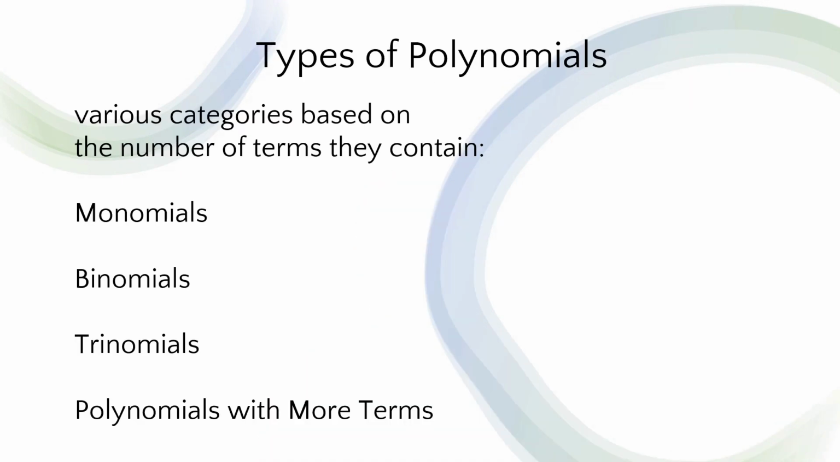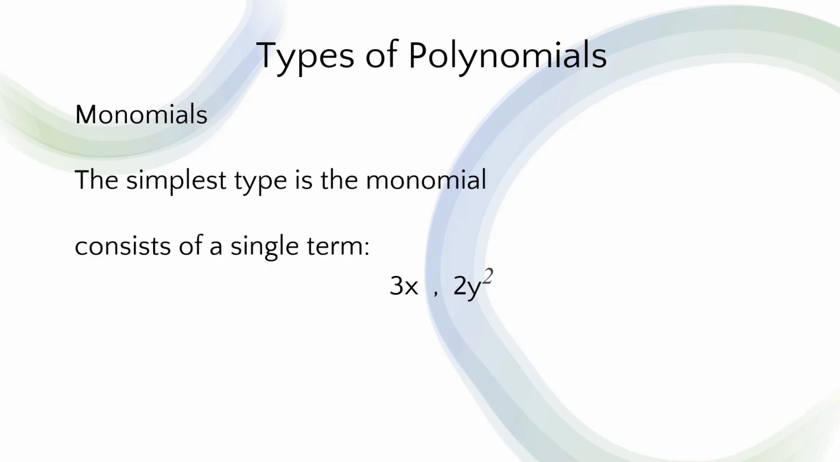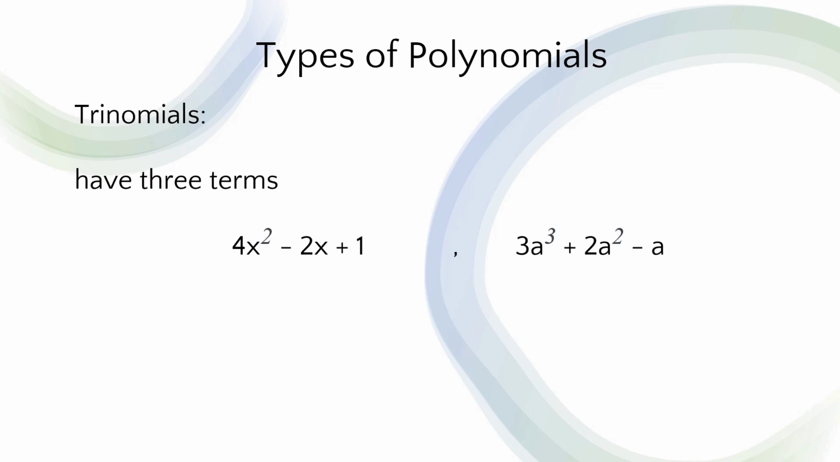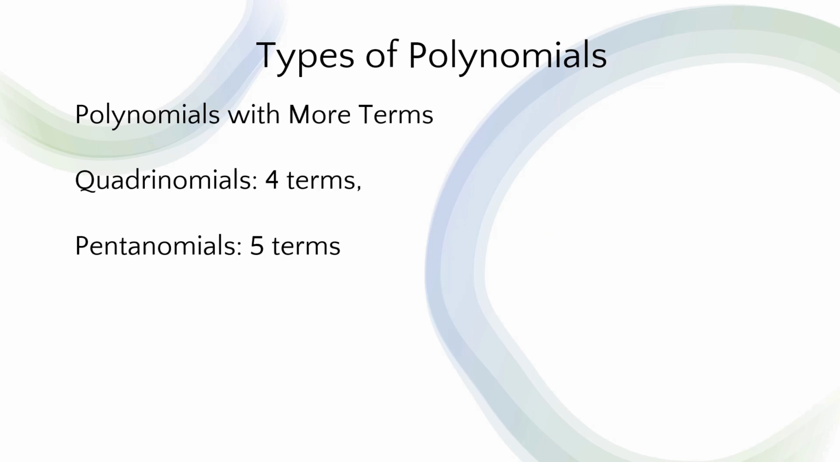Types of polynomials. Polynomials can be classified into various categories based on the number of terms they contain. These classifications provide a convenient way to categorize polynomials and also offer insights into their properties and behavior. Monomials. The simplest type is the monomial, which consists of a single term, such as 3x or 2a^2. Binomials. Moving up the complexity ladder, we encounter binomials with two terms, like 2x plus 5 or a minus b. Trinomials. Trinomials have three terms, as seen in expressions like 4x squared minus 2x plus 1, or 3a cubed plus 2a squared minus a.